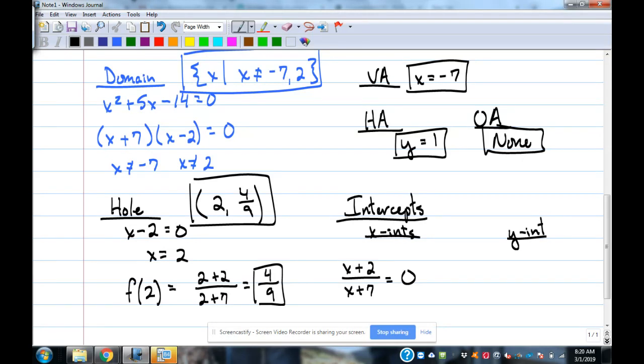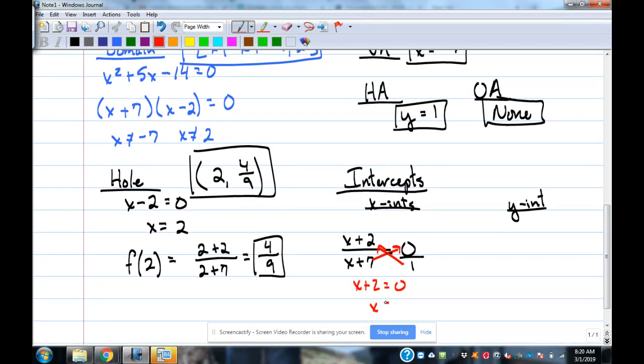So solving rational equations, if we think about this as a proportion, it makes it easier to do. You just cross multiply. 0 times x plus 7 cancels out. We get x plus 2 equals 0. X equals -2. We have an x-intercept at -2, 0. And that's the only one we have.